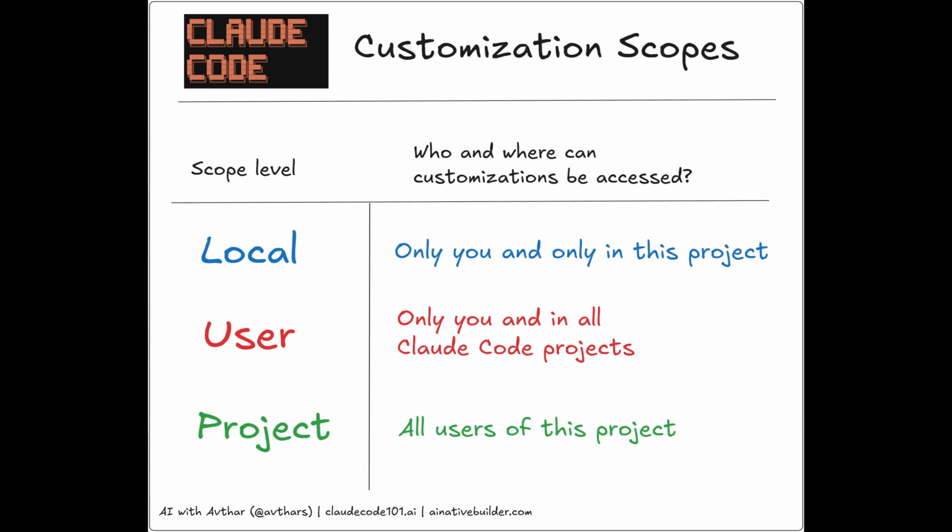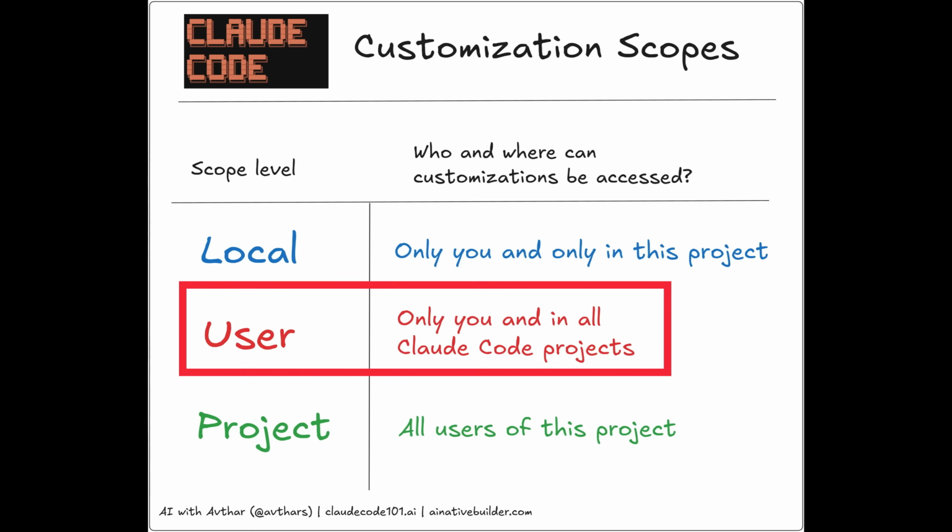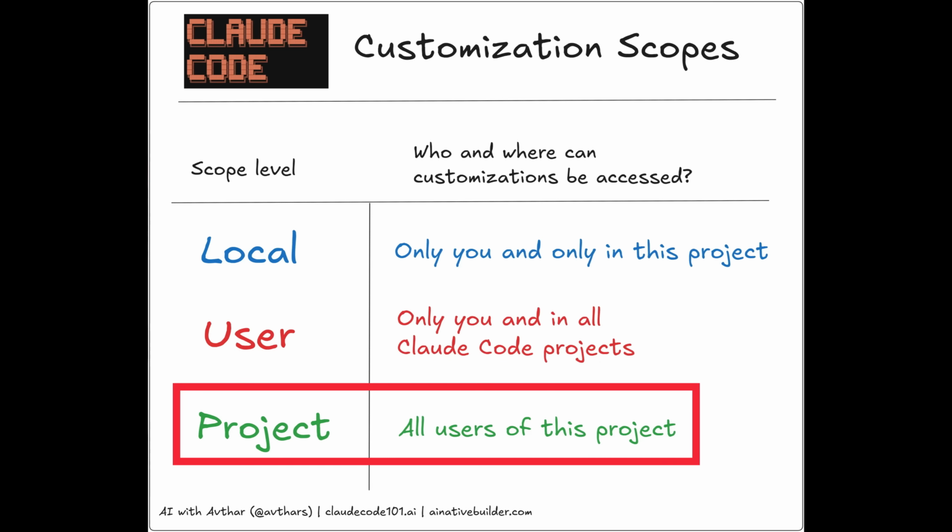Tip number 27, a pro tip for customizations is to set the right scope. Scopes are about where you can access customizations like plugins, MCPs, and skills. Do you want to keep it to only this project? This is local scope. Do you want it to be available across all your Claude Code projects? This is user scope. Or do you want to be able to commit it to Git and share it with your team?